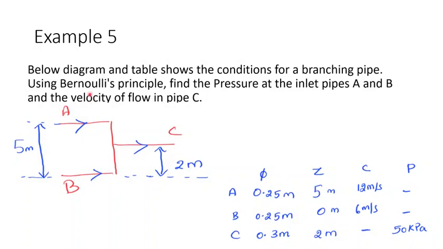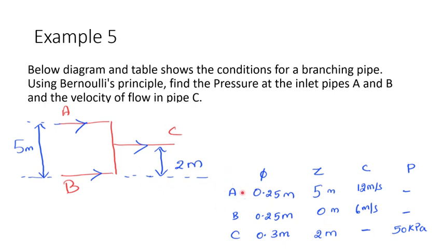Okay, so what do we have here? They say the below diagram and table show the conditions for a branching pipe. There is water coming in through pipe A and B. They are mixing together and the water is exiting through pipe C. Using Bernoulli's principle, find the pressure at the inlet pipes A and B, and also the velocity of flow in pipe C, otherwise velocity of section C. Let's see what is given in the table.